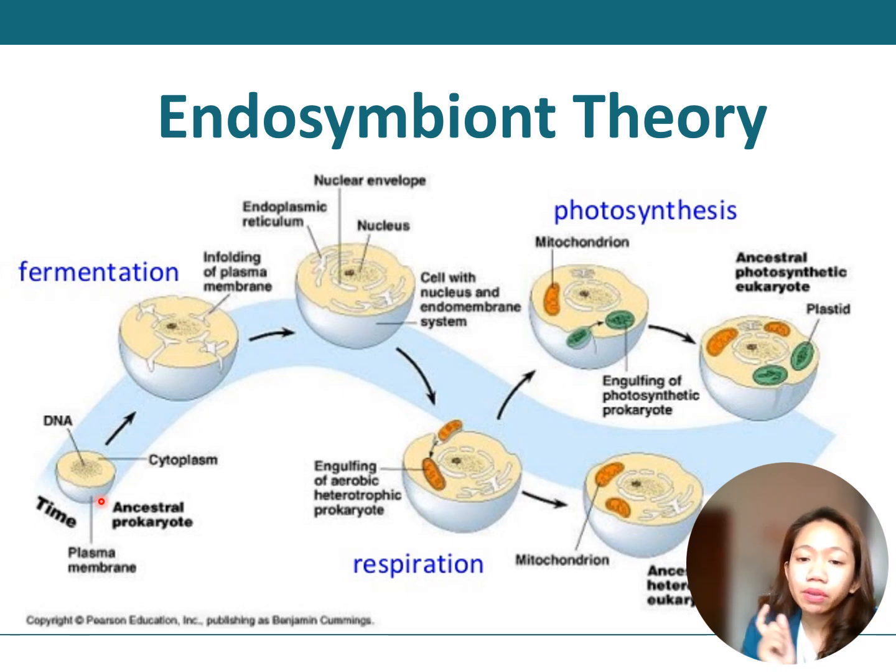So the endosymbiont theory starts with the ancestral prokaryote, as we mentioned that all life here on our planet came from prokaryotes, so it makes sense that we should start there. The ancestral prokaryote, first of all, grows in size, and with that growth in size, some of the plasma membrane started to fold inward, and that is an important step because the infolding of the plasma membrane later became the nuclear envelope or the nuclear membrane and the endoplasmic reticulum.